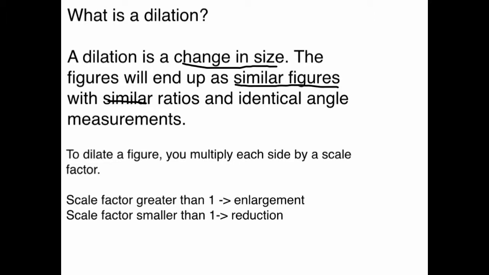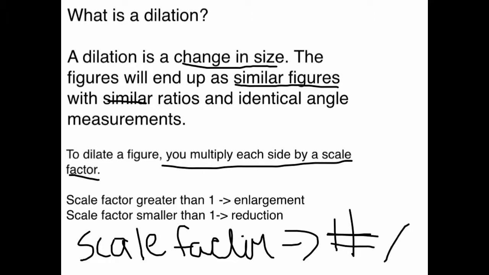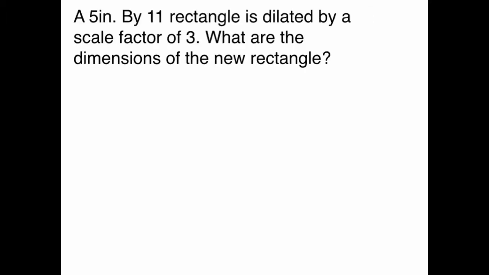To dilate a figure, you must multiply each side by a scale factor, and the scale factor is the number that you multiply by. A scale factor greater than 1 will give you a shape larger than the one you had before. A scale factor smaller than 1 will give you a shape smaller than the one you had before, so that will be a reduction. All right, let's look at our first example here.